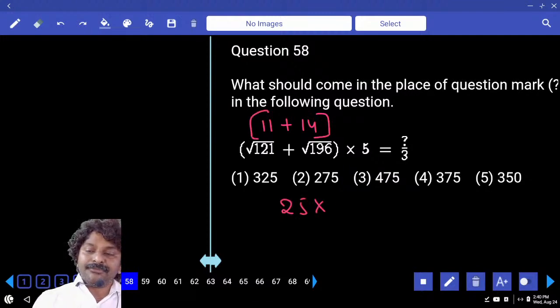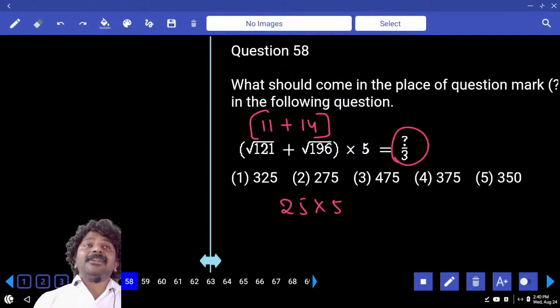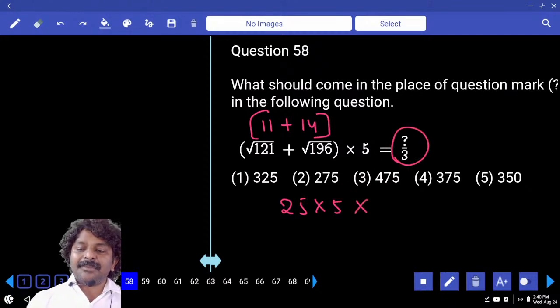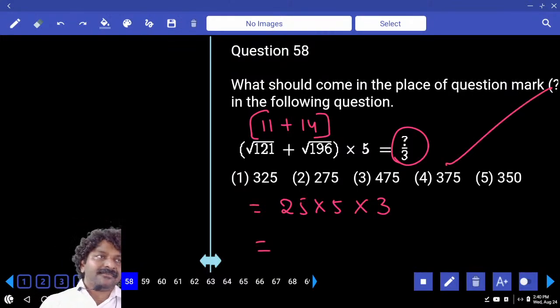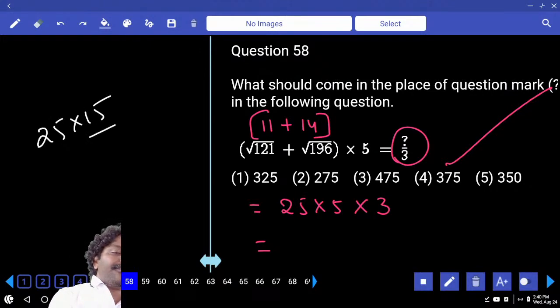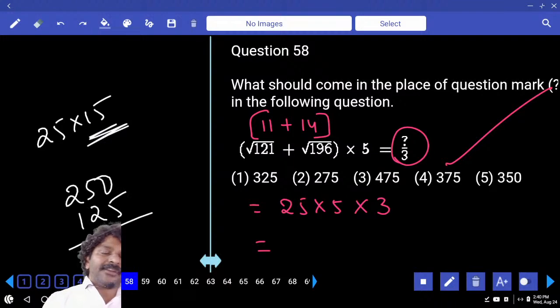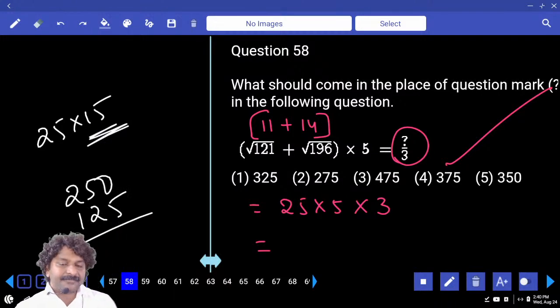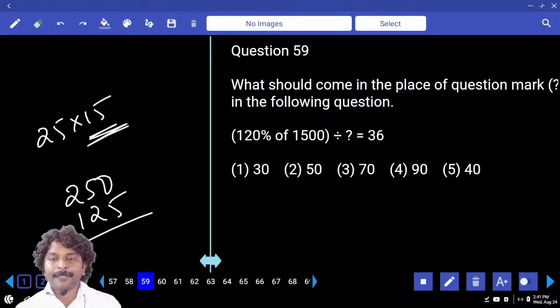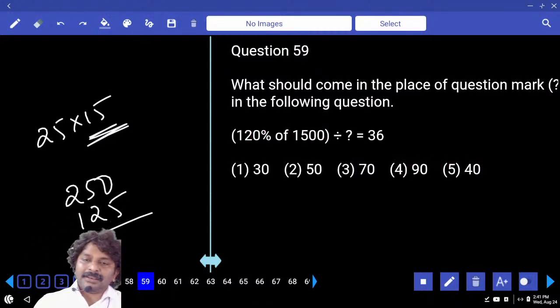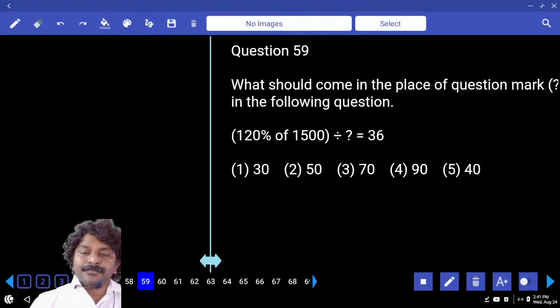25 into 5 is equal to x by 3. Then x is equal to, the denominator 3 comes to the left hand side only. 25, 15 times, in the sense 375. 25, 15 times, mind calculation. 15 can be written as 10 times plus 5 times. 10 times of 25 and half of it, 125. Sum 375. Got it?